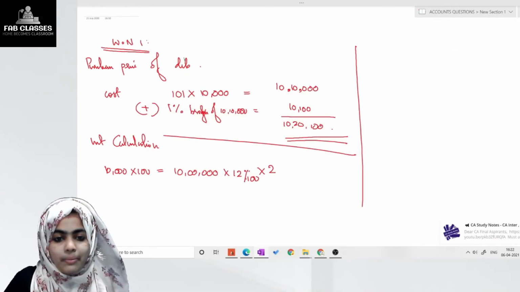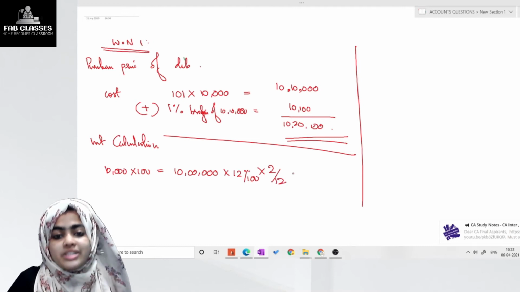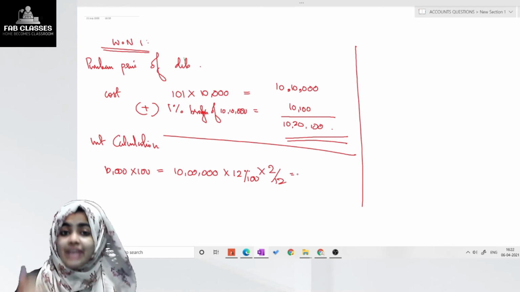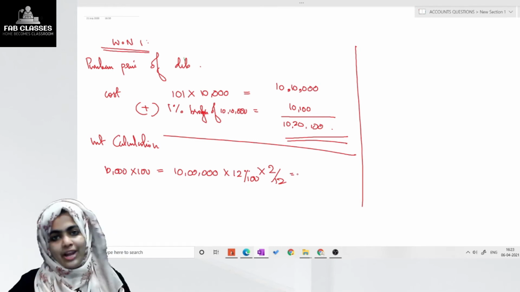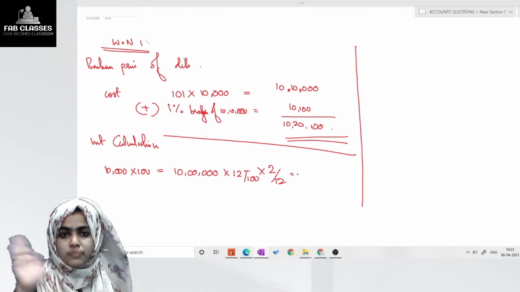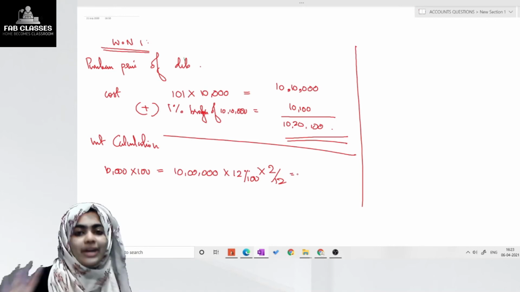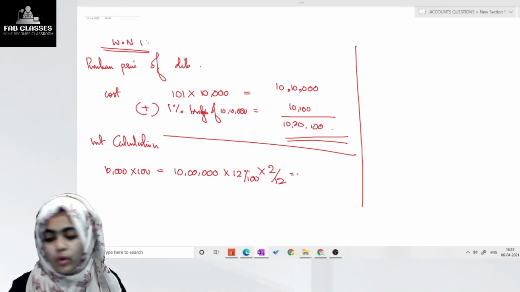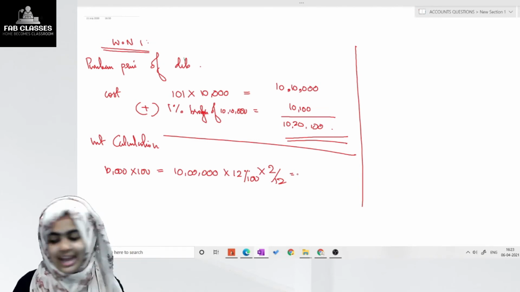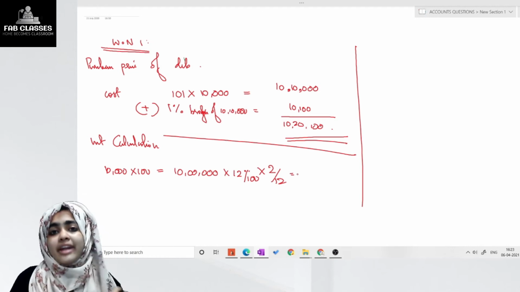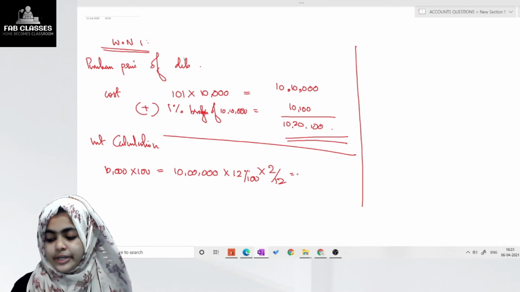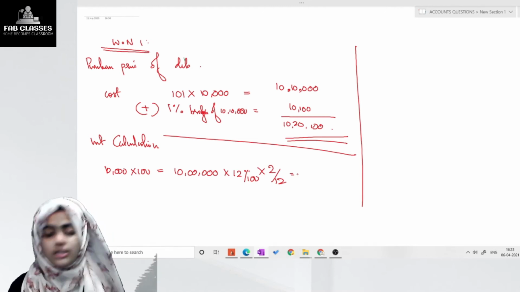10 lakh into 12 by 100, 12% into 2 months. For 2 months we did not have the debenture in our hands. Therefore we are not supposed to get the interest of the 2 months, but we are getting it along with the other interest. So at the time of purchase itself, this 2 month interest we are paying to Y Limited. I hope you understood this concept. If you did not get it, once again have a look at that video. In that conceptual clarity video, I have already clearly explained this concept.